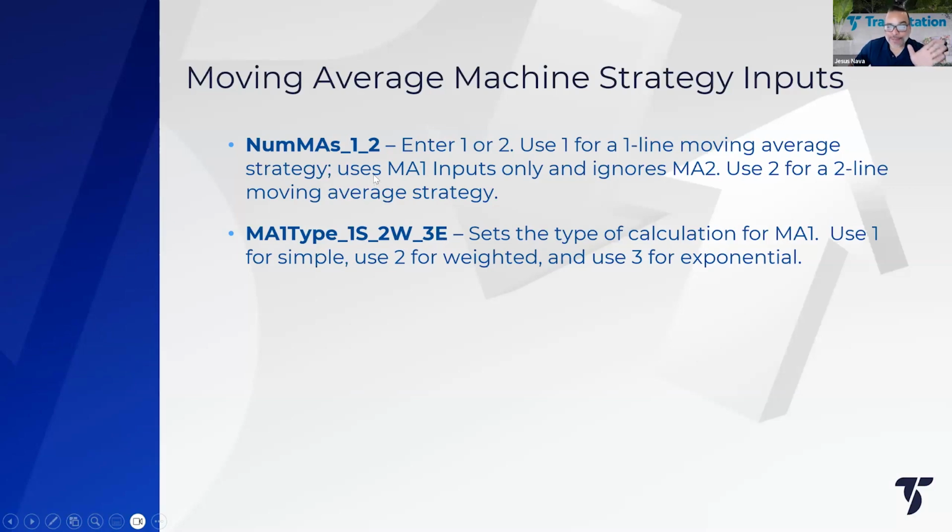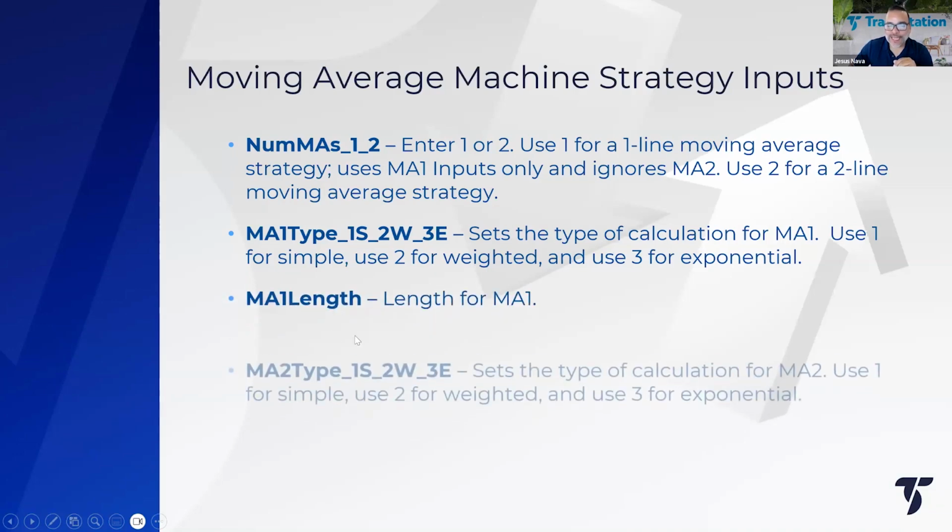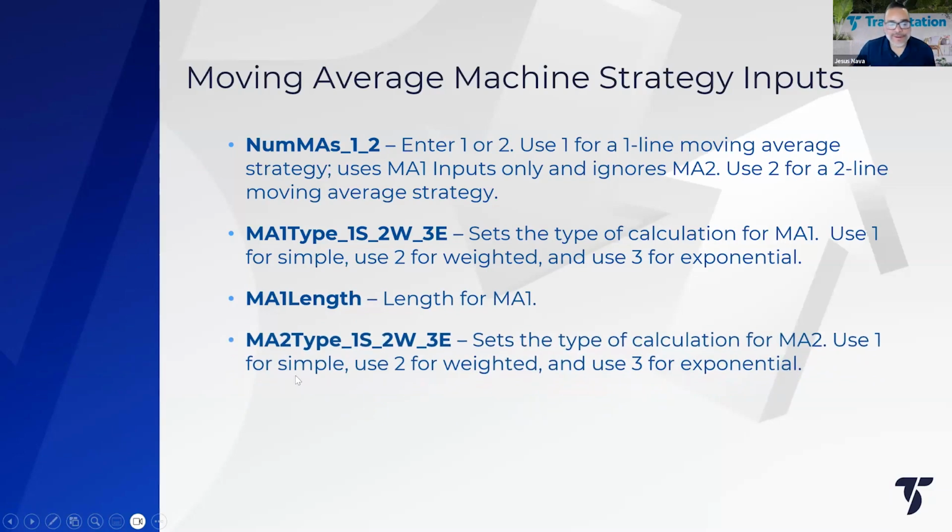If the top input is set to 1, it'll ignore the settings for moving average 2. So once you determine how many lines you need, you have to specify what moving average 1 is going to be, whether simple, weighted, or exponential, and then the length for moving average 1. Those are the 3 that you must provide.